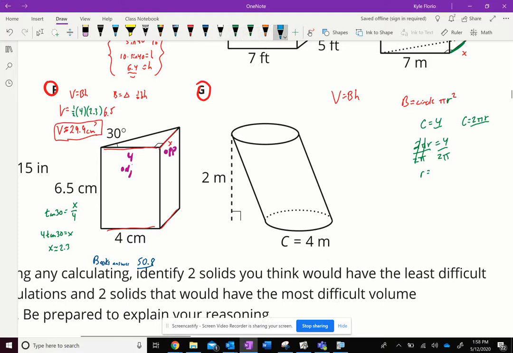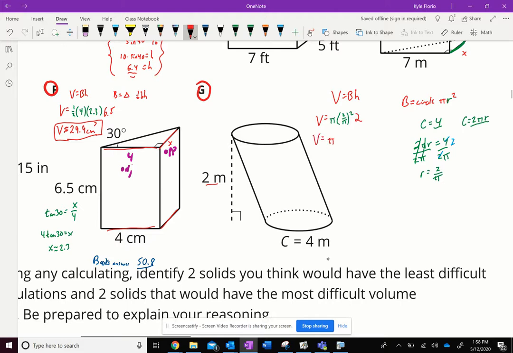So we get r is equal to 4 over 2 pi. And 4 divided by 2 is 2. So it's really just going to be 2 over pi. So now we know the radius, and we can plug it into this formula. So the volume is going to be the area of the base, which is pi r squared times the height, and the height we know is 2. The radius is 2 over pi. You can put that in a calculator and get an approximation, but I'm just going to take it from here.